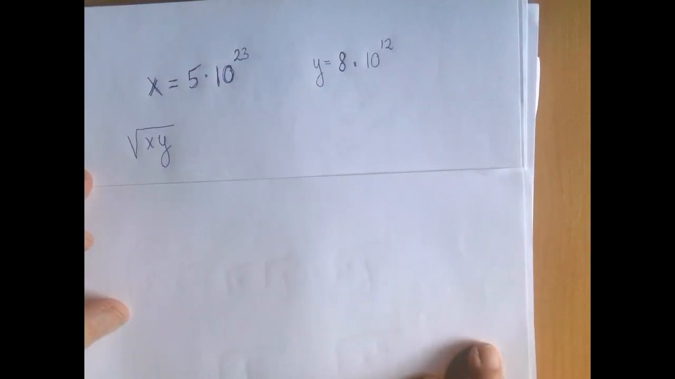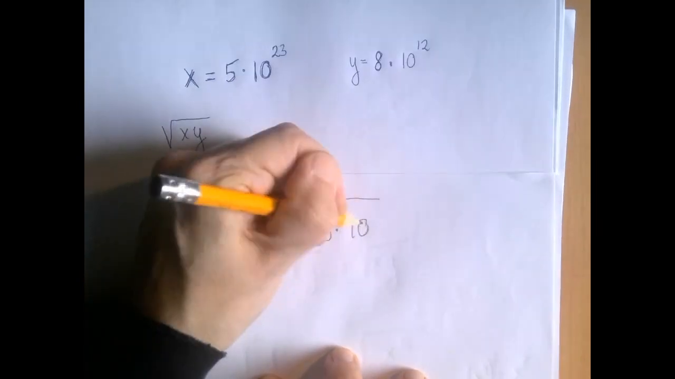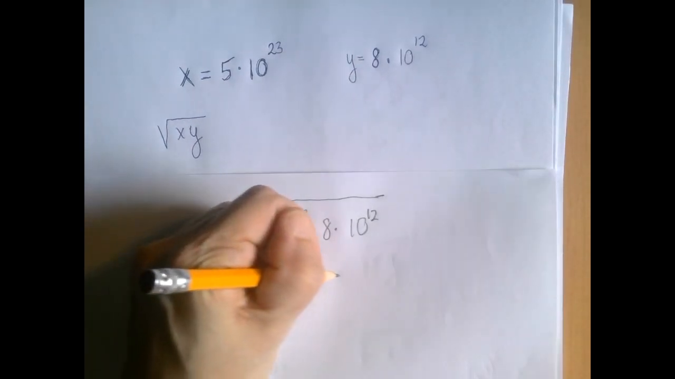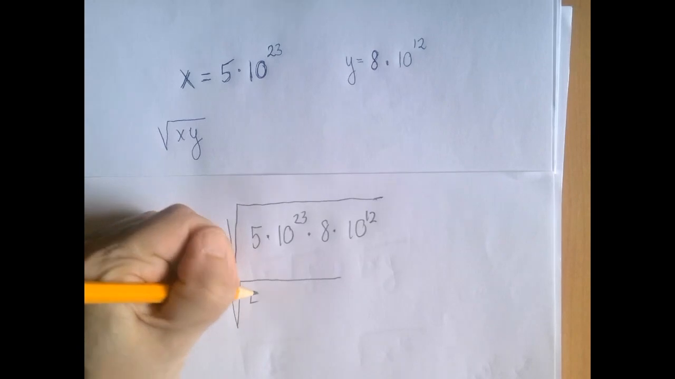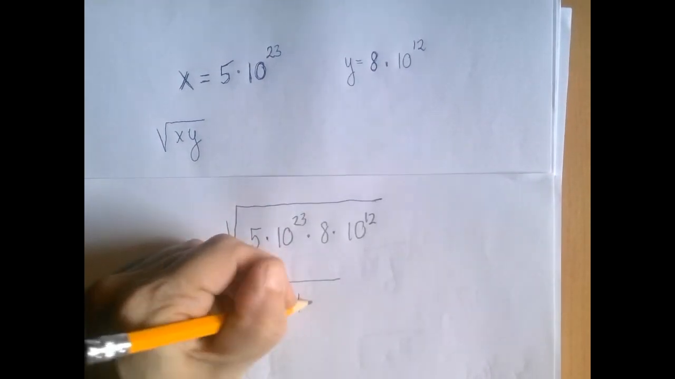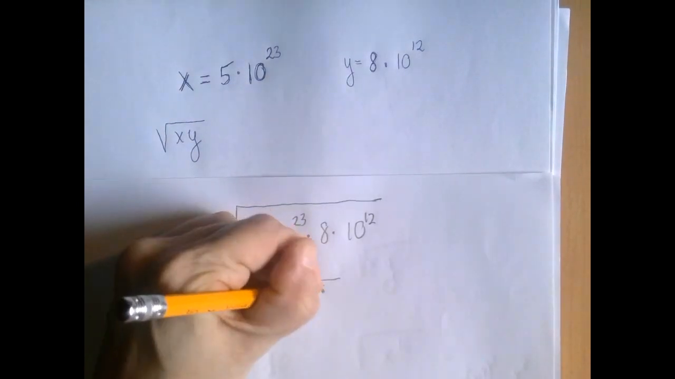So we have to figure out what is the square root of 5 times 10 to the 23 times 8 times 10 to the 12. First, we can perform the multiplication under the radical. 5 times 8 is 40, and 10 to the 23 times 10 to the 12 is 10 to the 35. We have to add the exponents.